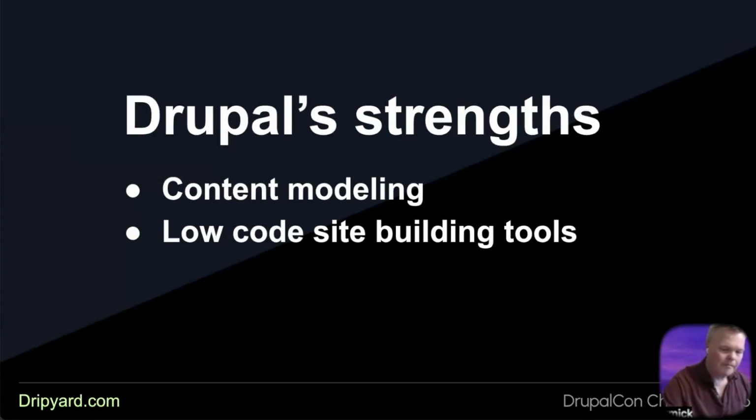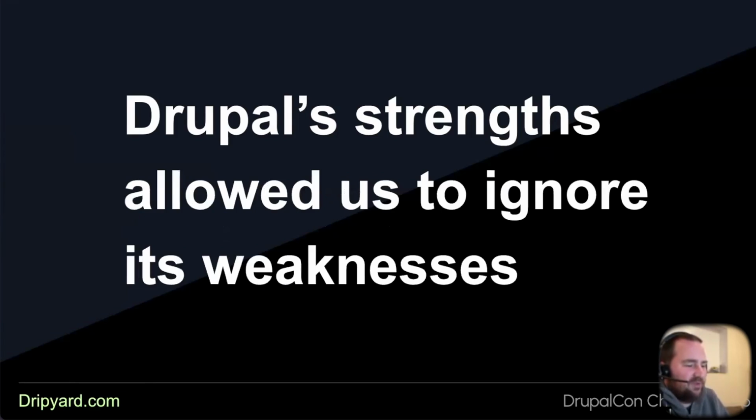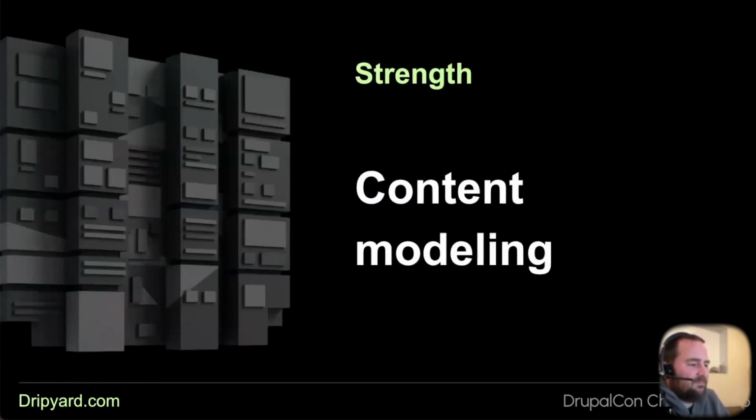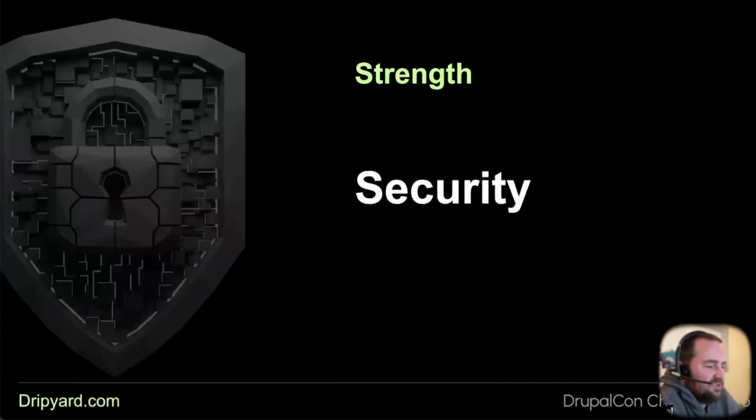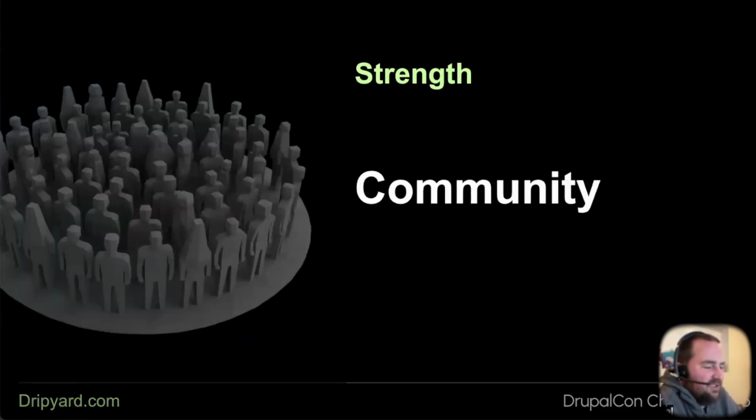All of us are familiar with Drupal's strengths. That includes content modeling and low-code site building tools like Views and Field UI and things like ECA. But I would like to argue that Drupal's strengths really allowed us to ignore our weaknesses. Let me go over some strengths. I talked a little bit about content modeling. We can put together a beautiful content architecture just by clicking around. We can integrate with everything, and the security of Drupal is top notch. And our community, all of us right here, is the primary strength of Drupal.